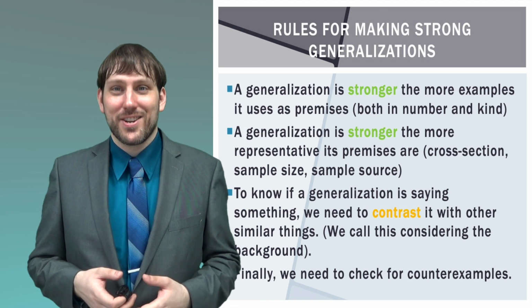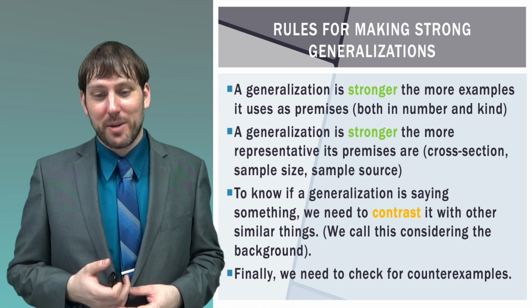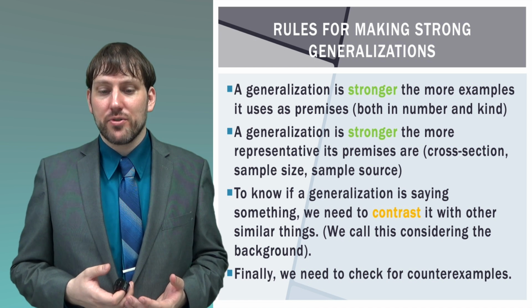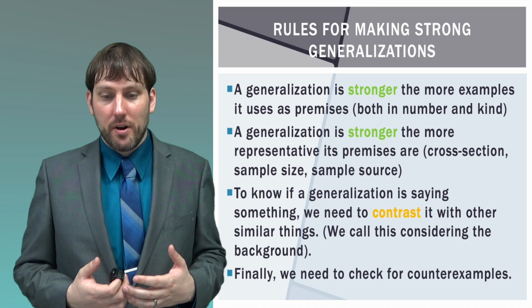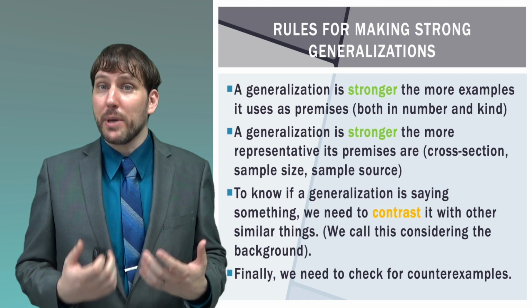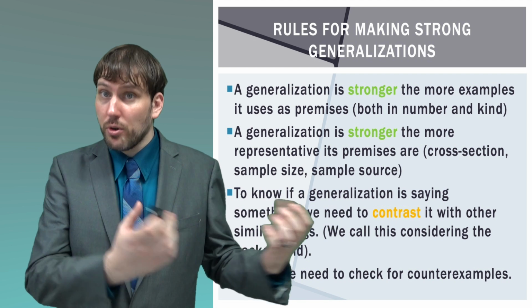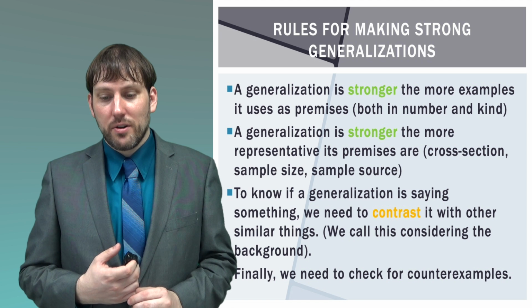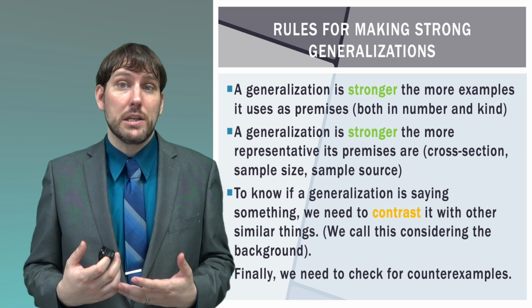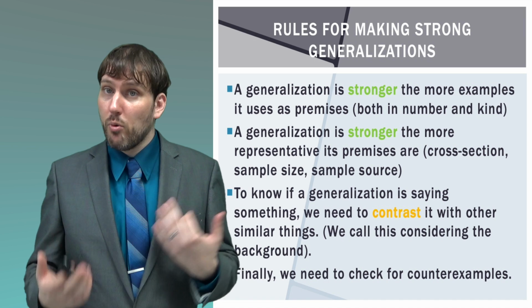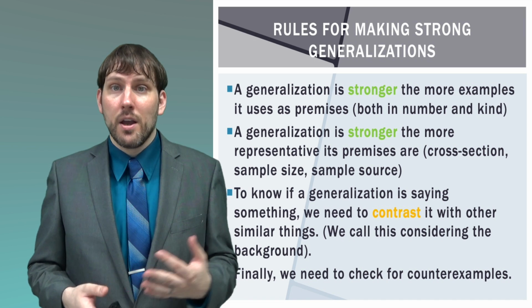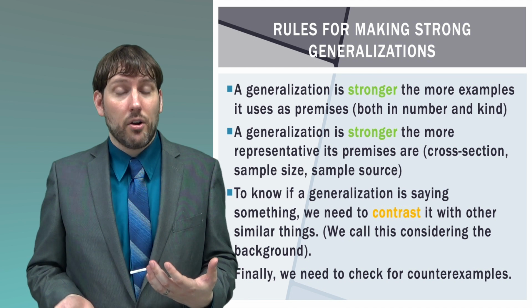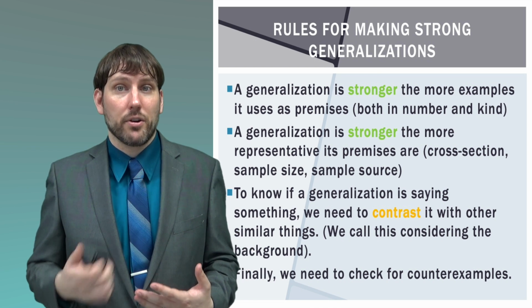So looking at generalizations, a generalization is stronger the more examples it uses as premises, both in number and in kind. A generalization is stronger the more representative its premises are. So looking at how we pick them, did we pick something that is exceptional or something that is representative? Also, to know if a generalization is actually saying anything, we need to contrast it. So we need to know whether the numbers it has mean anything, how it differs from anything else. And finally, we need to check to see, are there counterexamples that are going to make our conclusion false?